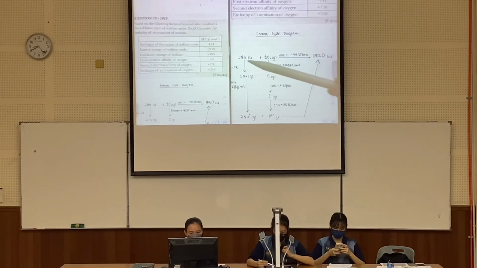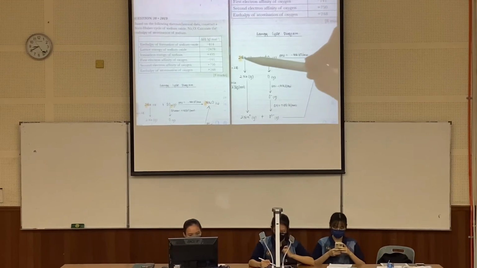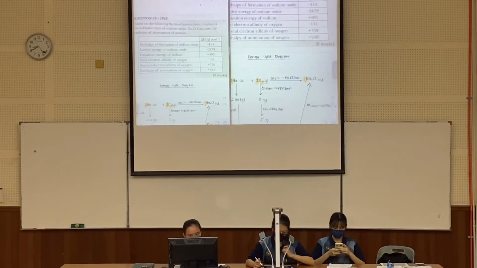solid state of sodium atom plus oxygen gas in gaseous state to form 1 mole of sodium oxide. So to form 1 mole of sodium oxide, we need to balance the equation by giving 2 mole of sodium atom and also half mole of oxygen molecule to balance the equation. And we can see in the question, enthalpy of formation of sodium oxide is negative 414 kilojoule per mole.